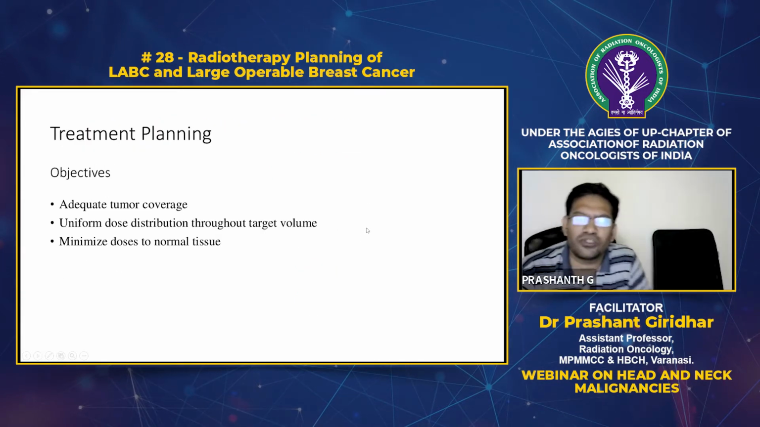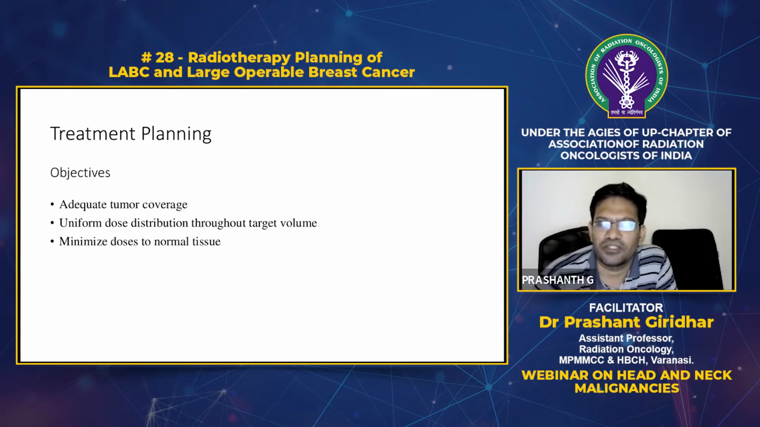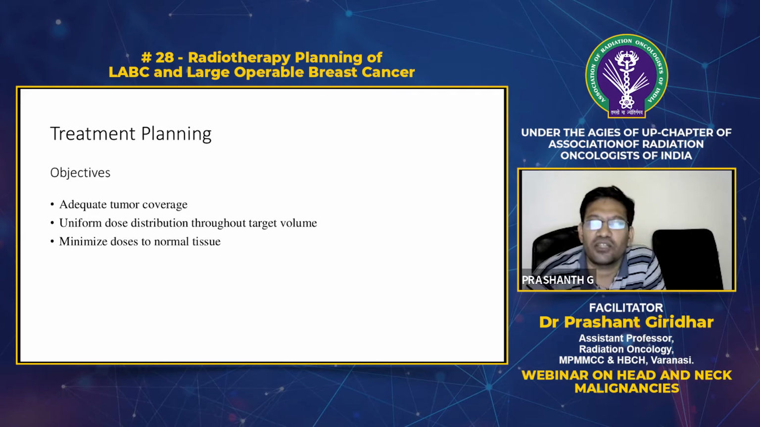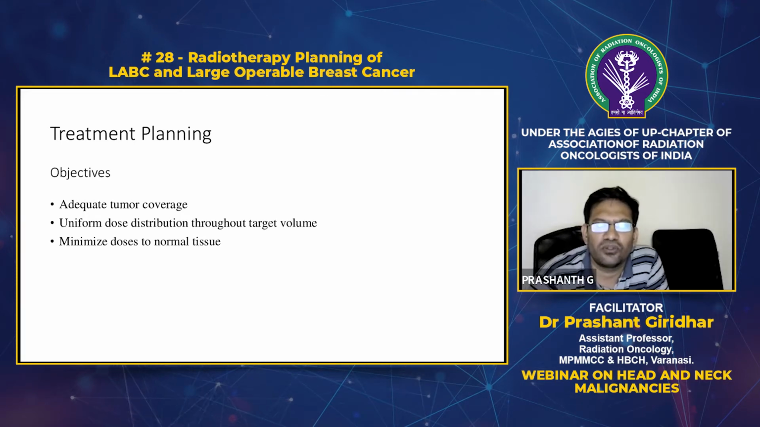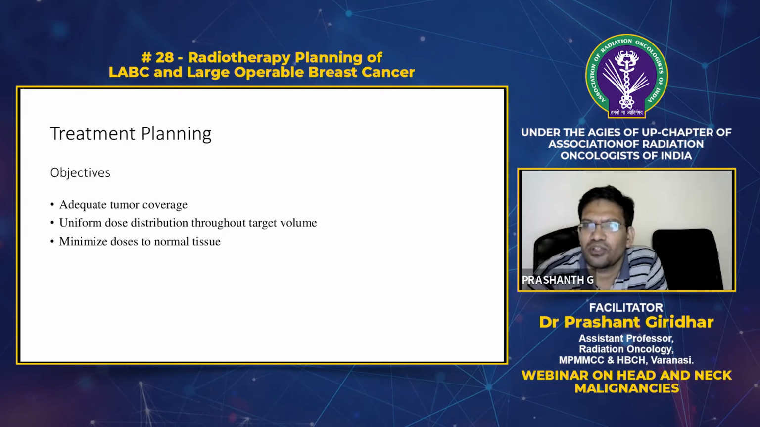So treatment planning. We start with treatment planning for whole breast radiation and chest wall radiation. The aim of treatment planning is adequate tumor coverage with a uniform dose distribution throughout the target volume with minimum dose to surrounding normal tissues.